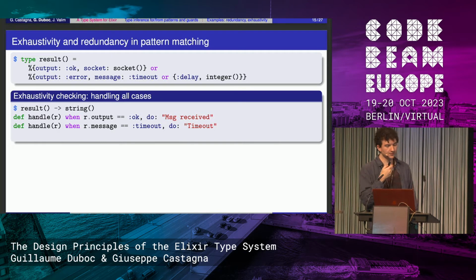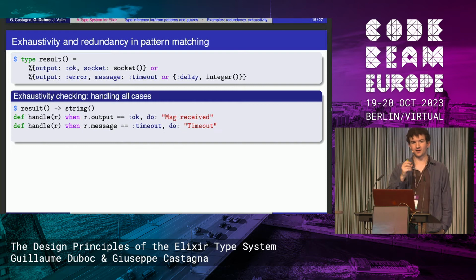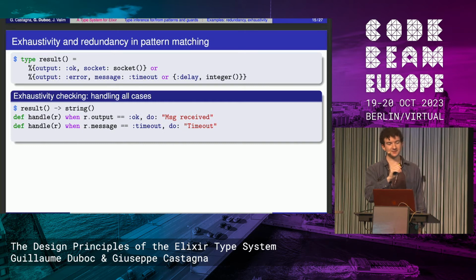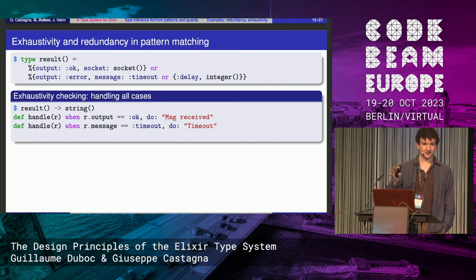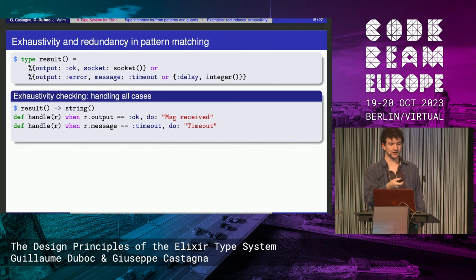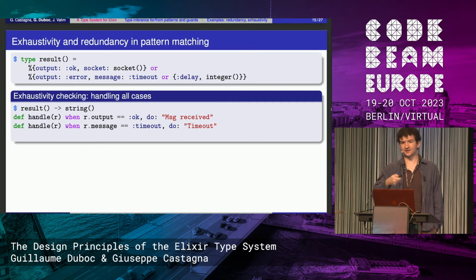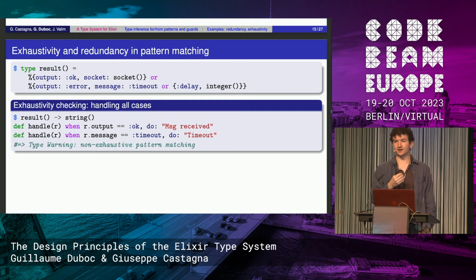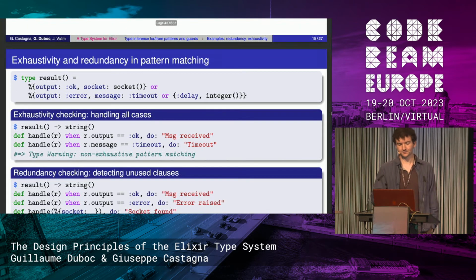By doing a type analysis of the precise types matched by these two patterns, we can compare it with the type declaration and see that there's exactly one kind of values that are missing, and those are the maps with the error field and a delay and integer pair in the message field. So you're going to get a type warning here that this pattern matching is non-exhaustive, and this warning tells you exactly what kind of values you're missing.